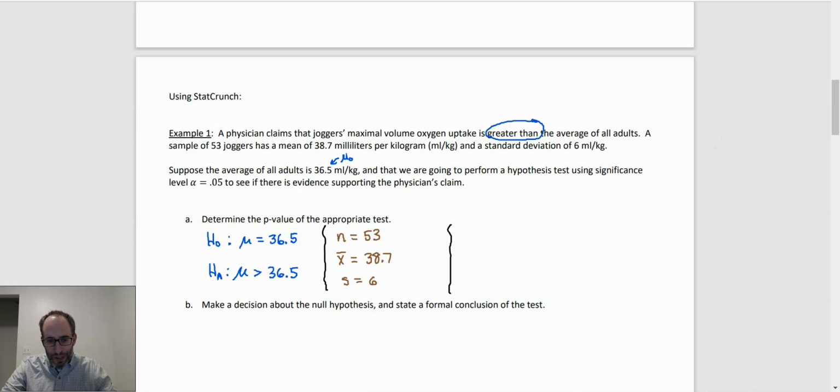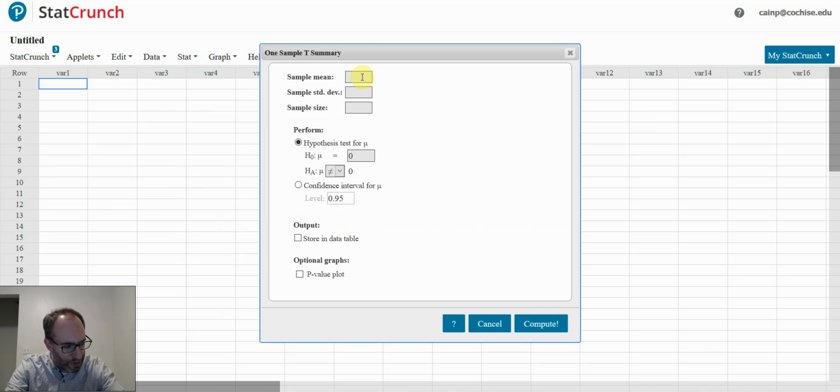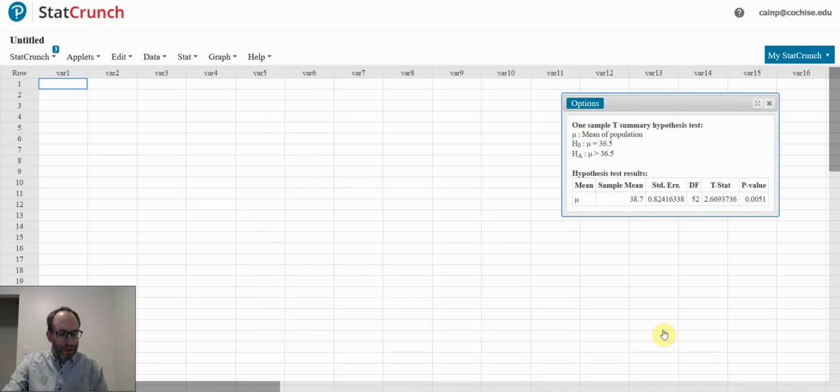So let's see, if we go to StatCrunch, we want to go to Stat, then T Stats, One Sample, with Summary. Sample mean was 38.7, sample standard deviation 6, sample size is 53, and then the null is that mu is equal to 36 and a half, and then the alternative has a greater than in it, and we should be good to go. So if we compute, there we are. So our p-value at the end of that table, 0.0051, and just like in 8.2, because we're going to do it the long way later, we're going to have that thought bubble with that test statistic in there, that 2.669.